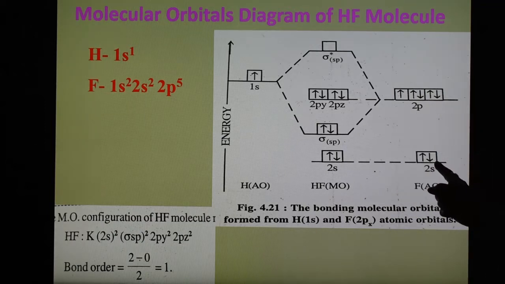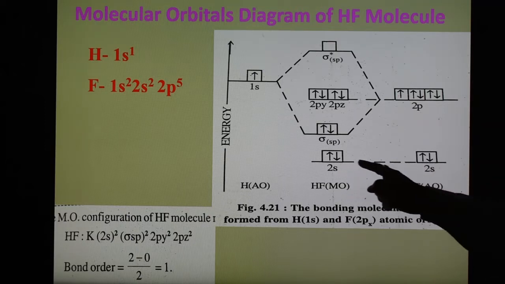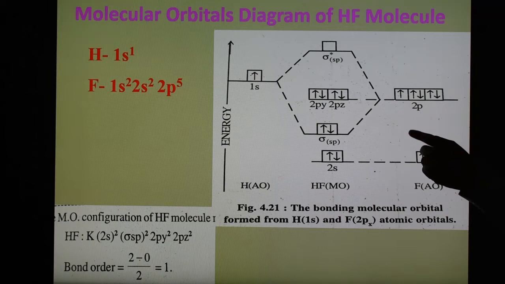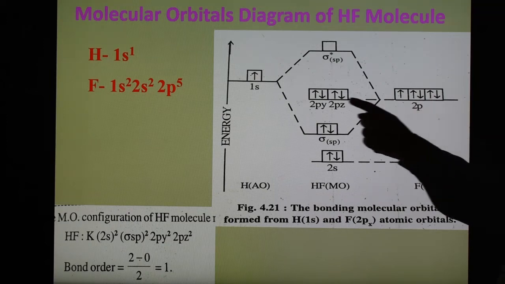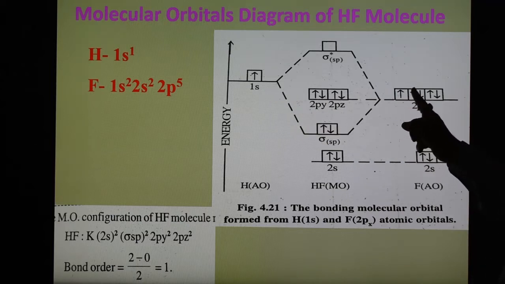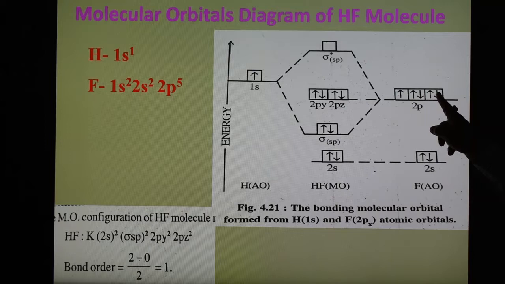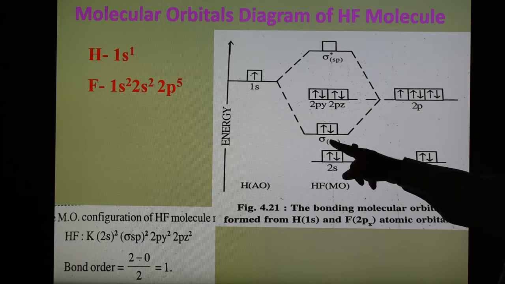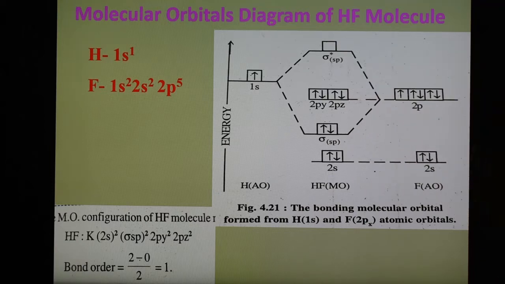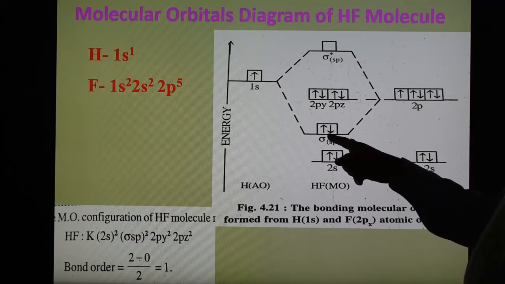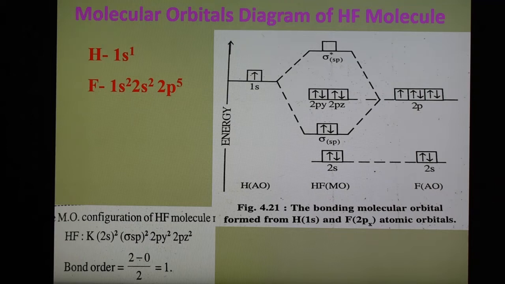In the case of fluorine, the 2s orbital is non-bonding, its energy is the same, and it is shown in the middle. This is a lone pair. In 2p, having 5 electrons, only one effective overlap is there, between 1s and 2px. The y has 2 electrons, z has 2 electrons, x has 1, so 2px and 1s overlap, forming the bonding sigma sp and antibonding sigma star sp orbitals.